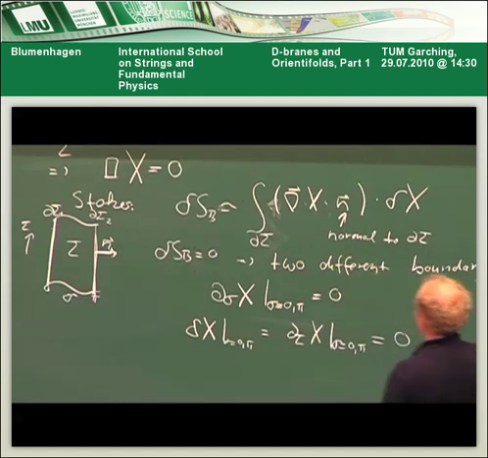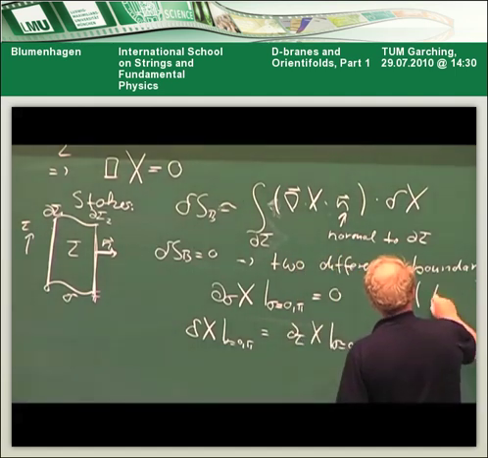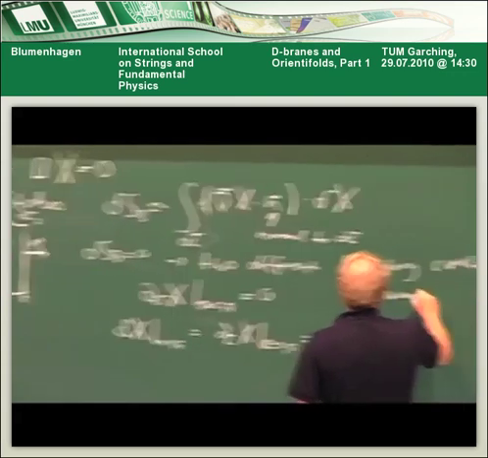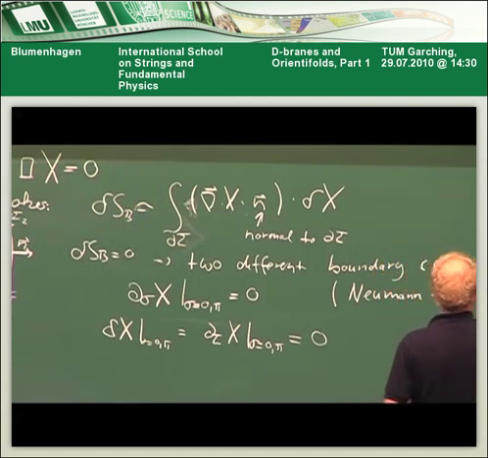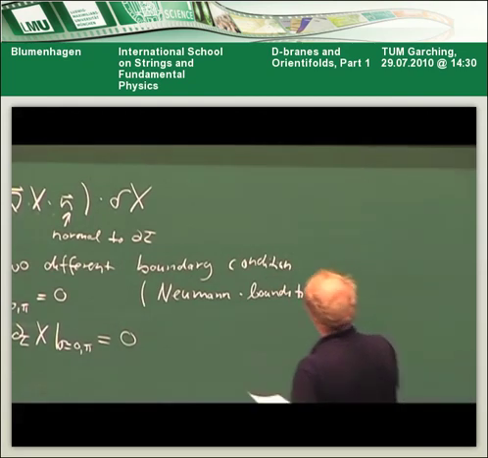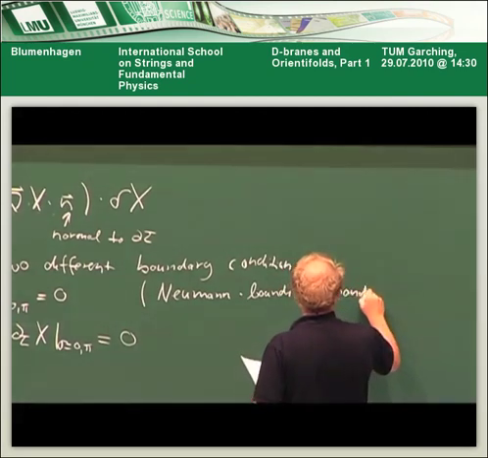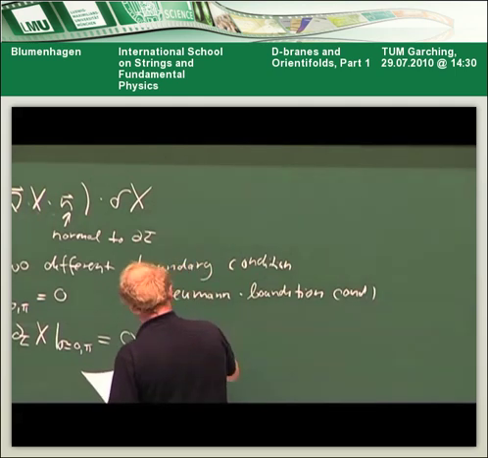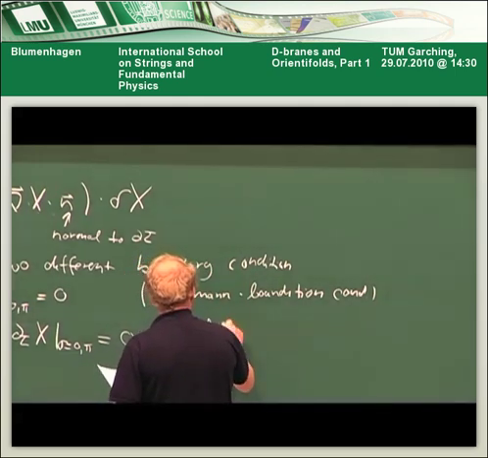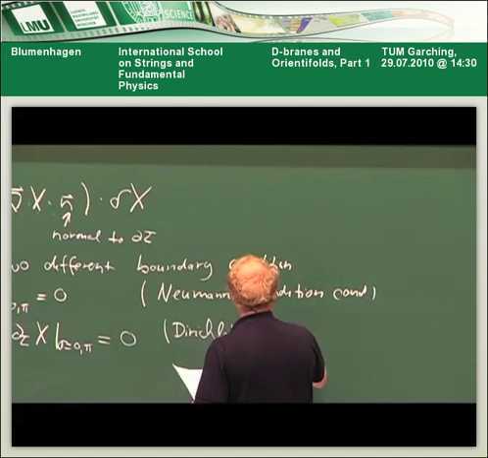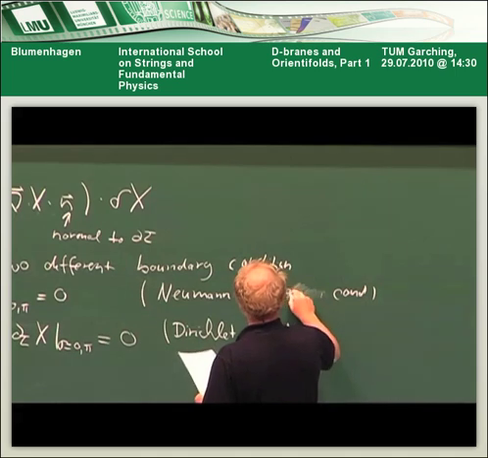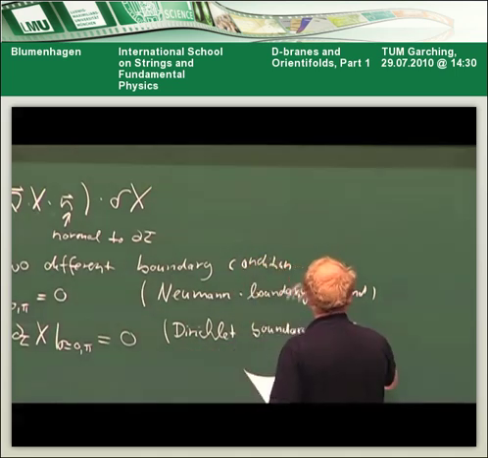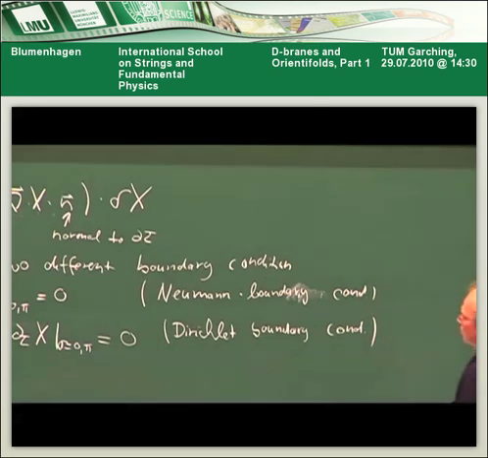So we have these two possibilities. They also have a name. These are called Neumann boundary conditions. It's very similar to what you do in electrostatics. Also, the names are the same. And these are Dirichlet boundary conditions. So we have these two possibilities.